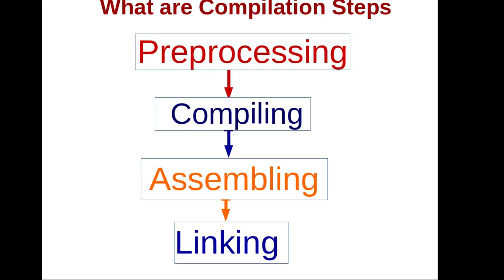So now let us talk about what the various stages in the compilation are. As you can see, these four are the stages in the compilation step. I will briefly tell each stage from the basic to the advanced level. So the stages are pre-processing, compiling, assembling and linking.